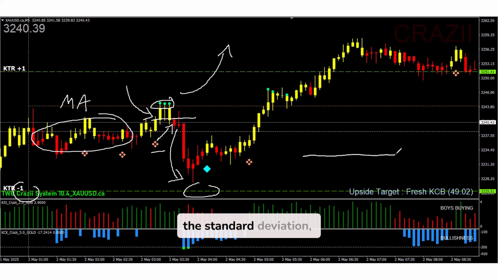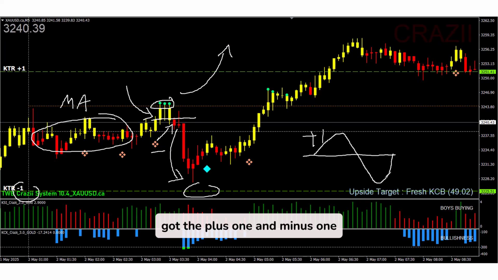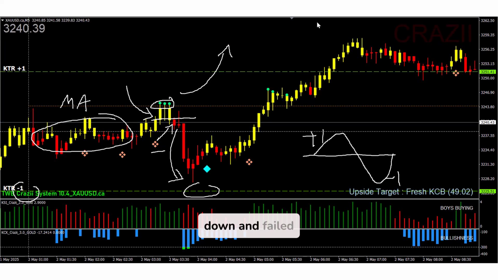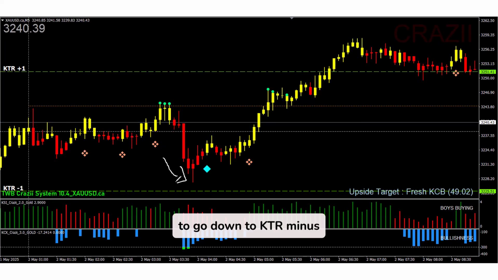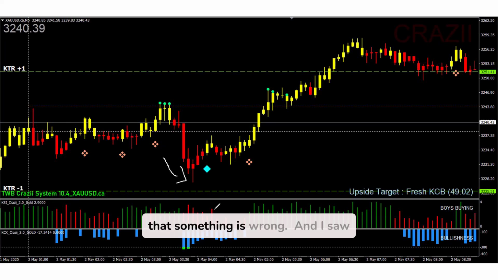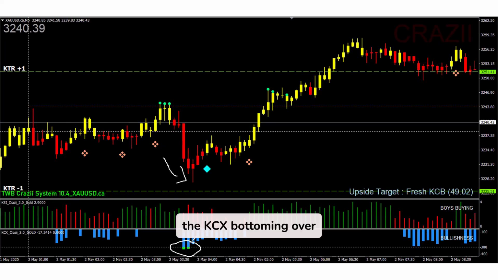Remember I told you about the standard deviation, whereby gold got the +1 and -1 theory, and it's an 80 to 85% chance that you'll go to +1 or -1. So when the gold price actually came down and failed to go down to KTR -1, that was where I knew that something was wrong. And I saw the KCX bottoming over here.